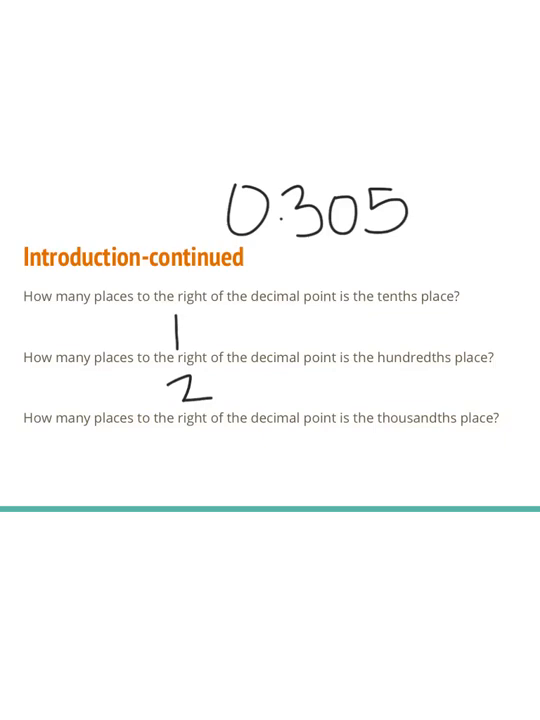All right, and lastly, this one should be easy. How many places to the right of the decimal point is the thousandths place? Find the thousandths place and tell me how many places to the right it is. All right, if you answered 3, that is also correct. Well done.